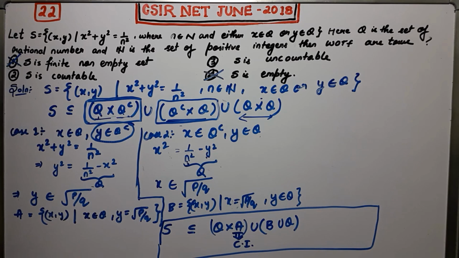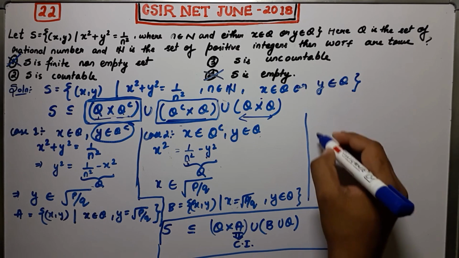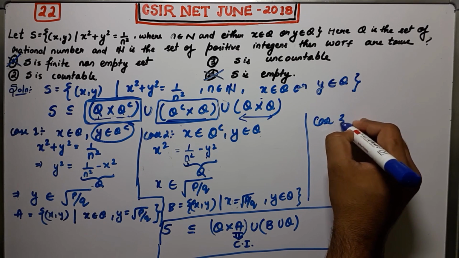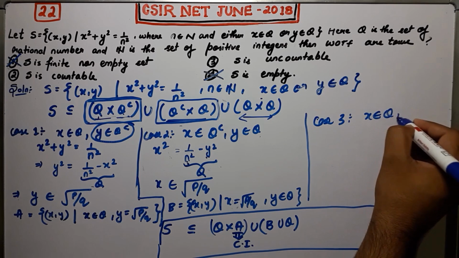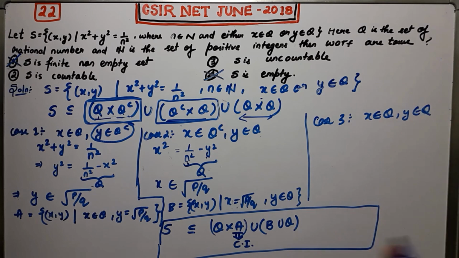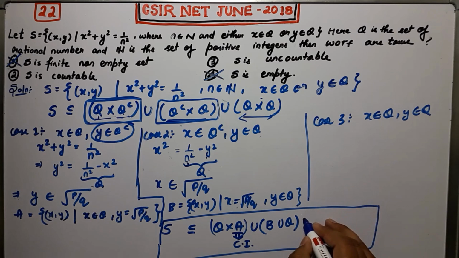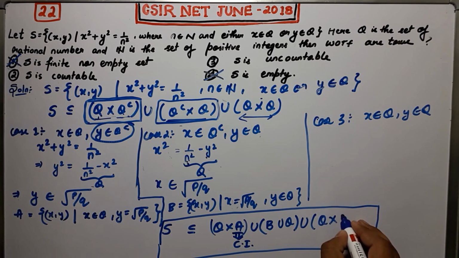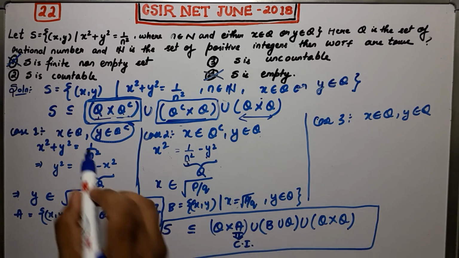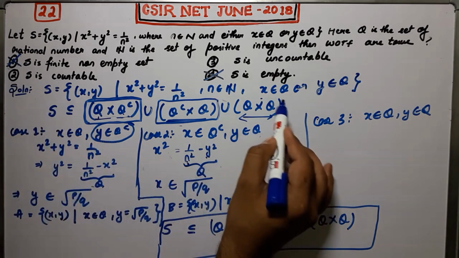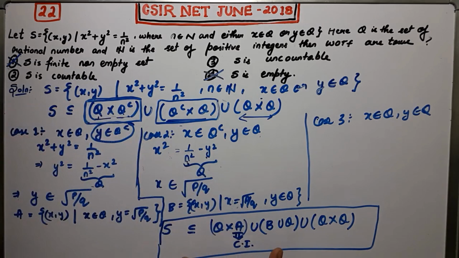Now you don't have to check the other case, the third case, that X belongs to Q and Y belongs to Q, because if X belongs to Q and Y belongs to Q, then you can simply write them here. Now S is always a subset of this set. Firstly you took a bigger bound for S, now you have taken a smaller bound for S. Now this set is countably infinite, and this will be a Cartesian product.